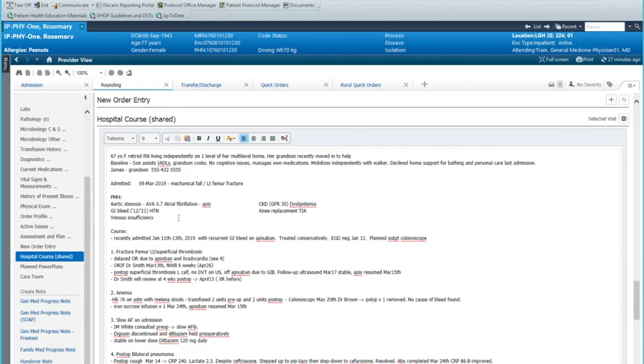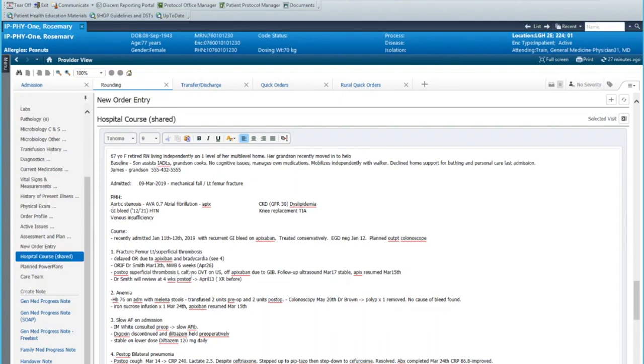And then a quick past medical history. It doesn't have to be very long, just a brief past medical history. And then most importantly, the actual course. So they were recently admitted in January with a GI bleed on apixaban. They were treated conservatively. Upper endoscopy on January 12th was negative, and they had a planned outpatient colonoscopy. She came back in with the femur fracture on March 9th, and there was a delay in the apixaban. It was done by Dr. Smith and she was placed non-weight bearing until April 26th. So this gives us a quick understanding of what happened.